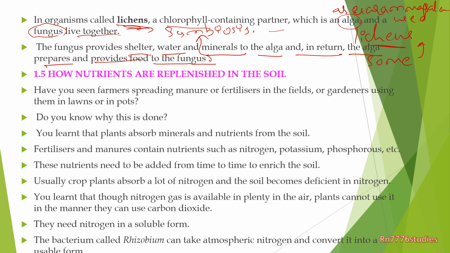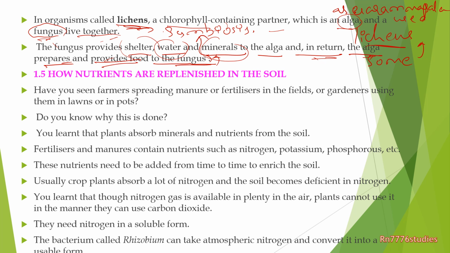In organisms called lichens, a chlorophyll containing partner, which is an alga. See, algae and fungus are here living together like siblings, or husband and wife, anything. The fungus provides shelter. See, one is giving shelter, water and minerals, and what is the other one doing in return? It is preparing food, providing food to the fungus. It is giving food to whom? Fungus. Okay.